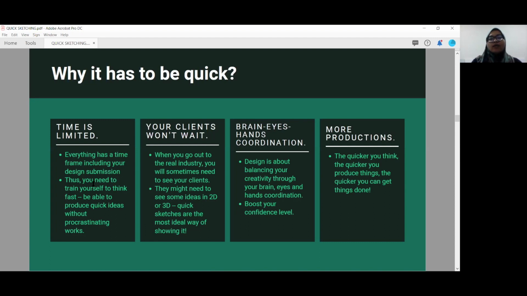So it has to be quick in these four ways, just to make sense of why we have to work very fast in a very limited time. Architects, designers, landscape architects, quantity surveyors, contractors, we are trained that way to work very fast in a very limited time, but with quality work.